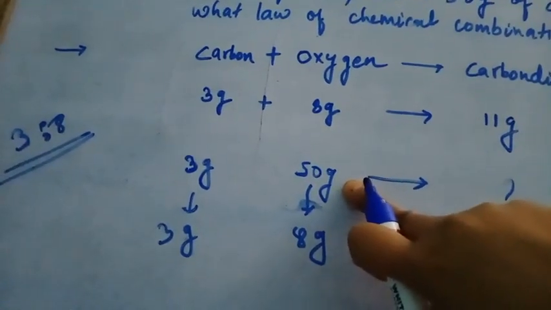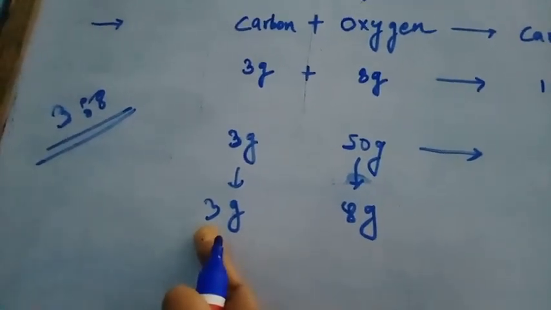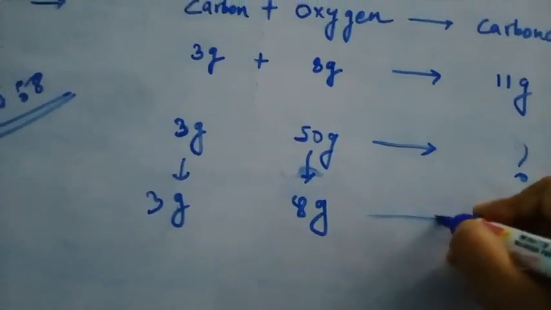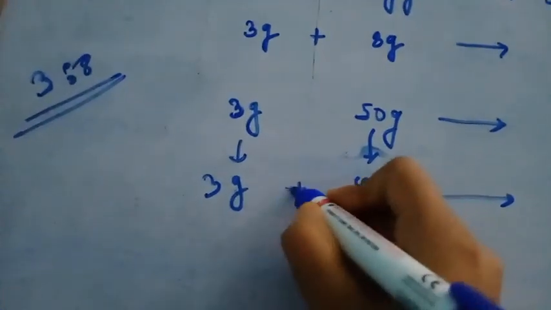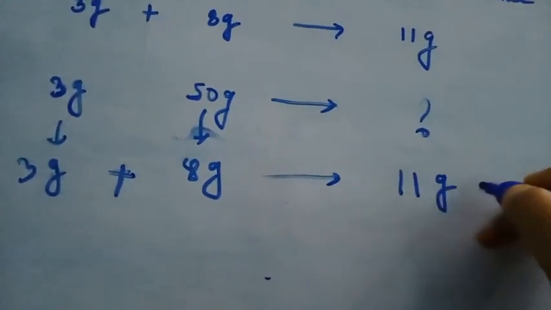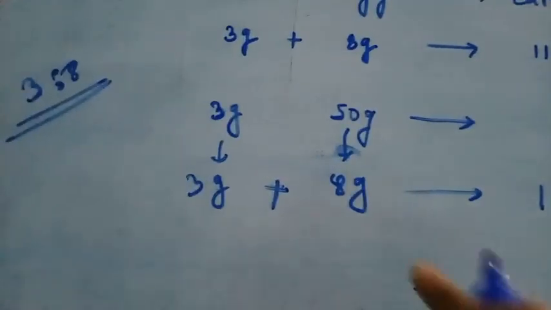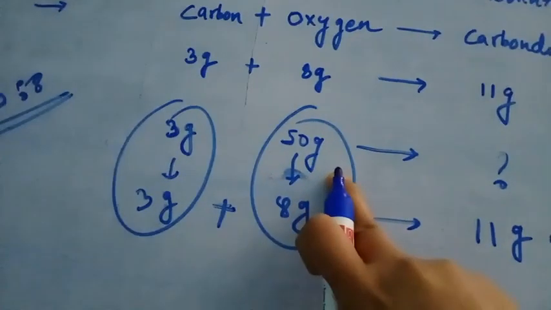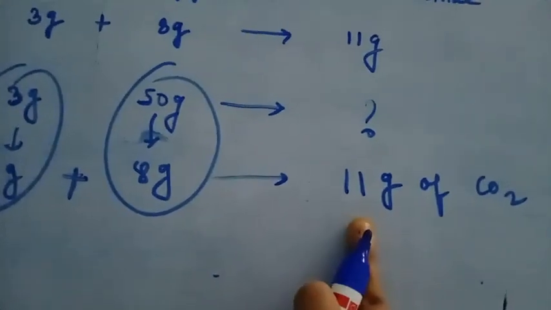It will not be utilized in the reaction, because 3 grams of carbon is capable of reacting with only 8 grams of oxygen, and not more than that. So you can see 3 grams of carbon is utilizing only 8 grams of oxygen, and it is forming 11 grams of CO2. Okay, so even if you have 50 grams of oxygen and you are given 3 grams of carbon, it will again form 11 grams of carbon dioxide.